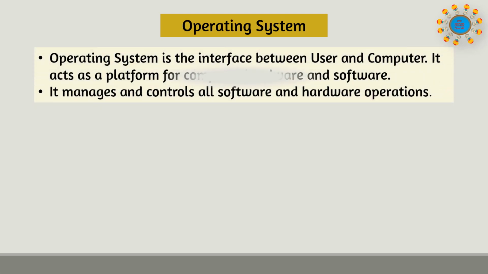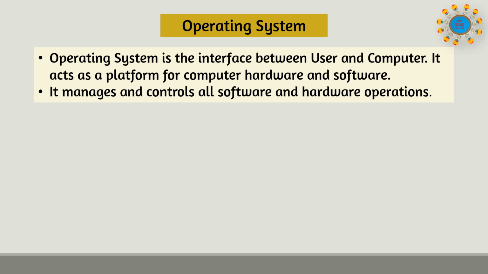Coming to the operating system, it is the interface between the user and the computer, and it acts as a platform for the computer hardware and software. For understanding this, we can take the example of a TV. All of you have a TV at home and all of you have a cable connection or dish antenna connection. If there is no cable connection or dish antenna connection, will the TV work? The TV will start, but no functions, no channels will come because the cable connection is not there.